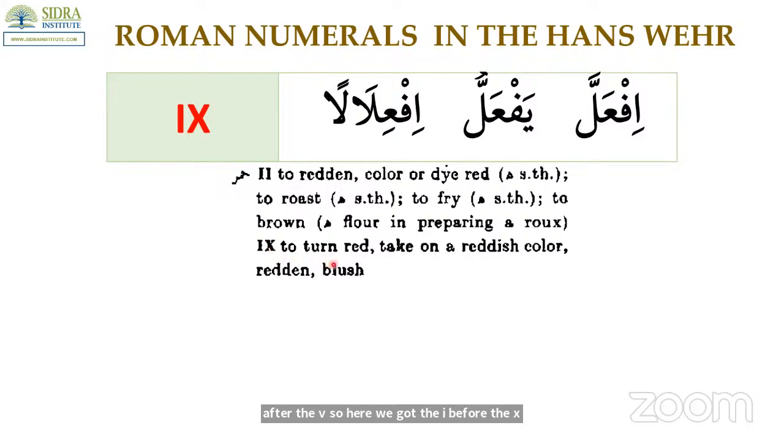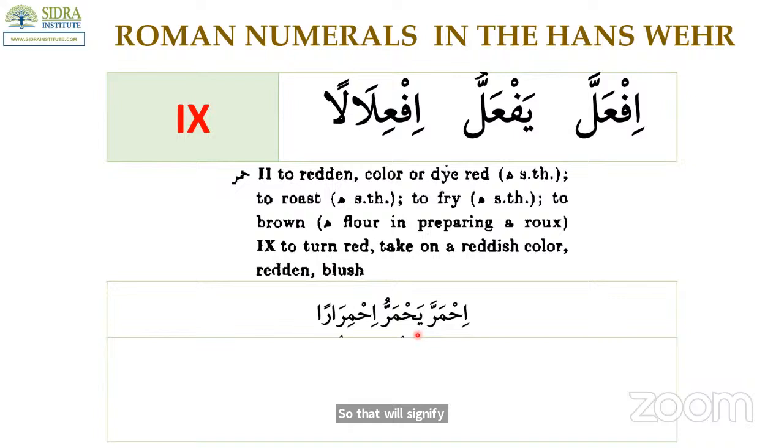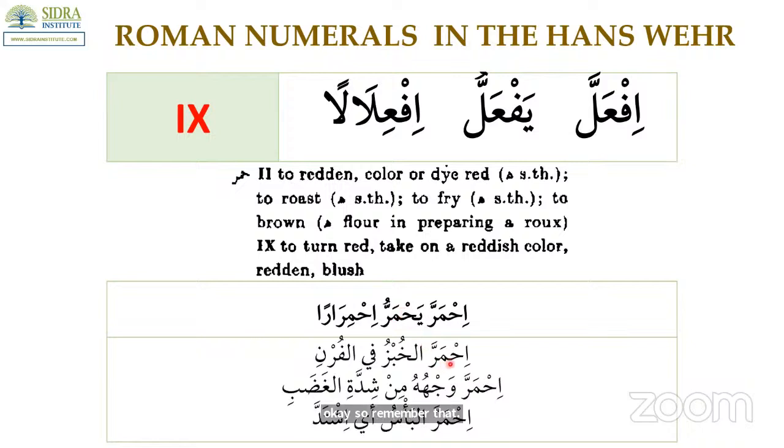So that will signify which verb pattern? إحمر يحمر إحمرارا. So 9 signifies the verb pattern if'ilal, إحمرار. Okay, so remember that. Let's look at an example. احمر الخبز في الفرن. The bread went red in the oven. Okay, obviously because it was getting cooked.